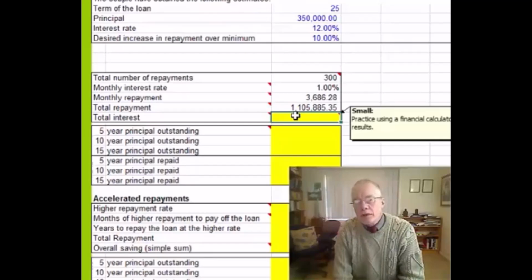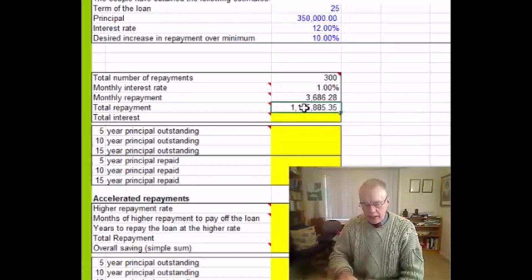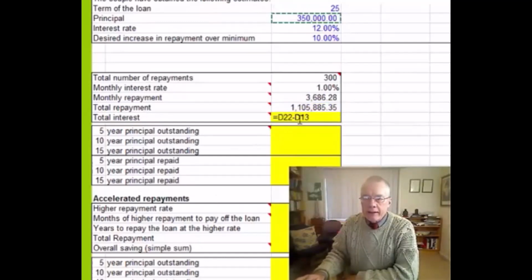Total interest is worth thinking about. Give some thought while I'm talking to you as to what it is. Some of you might be able to write this equation in before I even tell you what the answer is. It's very simply the difference between the total repayments and the original amount borrowed. And there we have it. About $750,000 of pure interest in order to have the pleasure of using $350,000. So about twice as much interest as principal over a 25-year loan under those conditions.